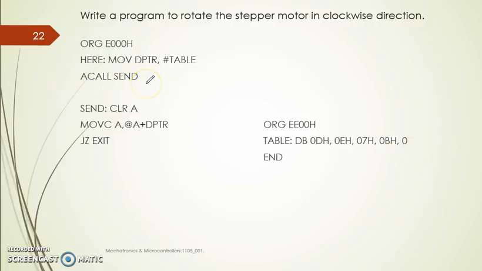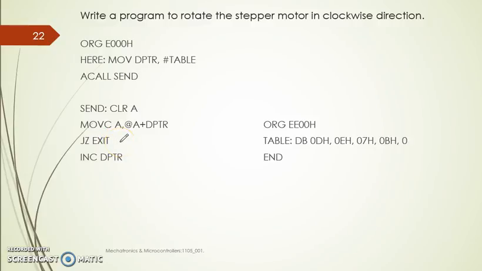So ACALL SEND. In the SEND routine, clear A. This is the code memory. From here we are fetching. So MOVC A, @A+DPTR. In order to check where the end of the array is, I have terminated it with a 0. So I am checking for 0.